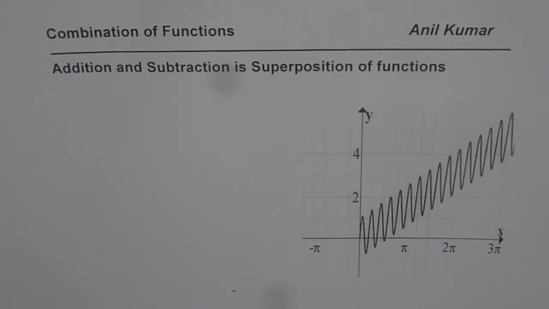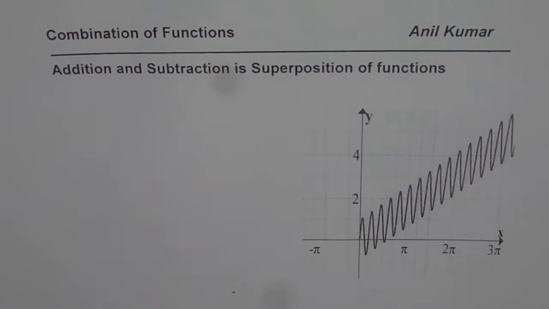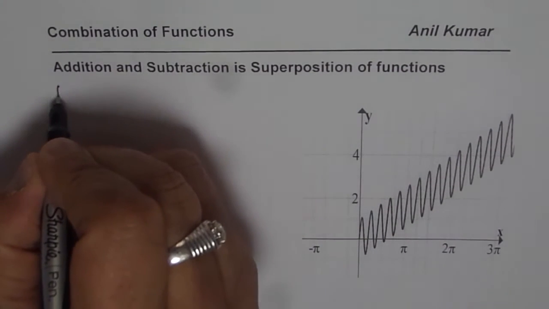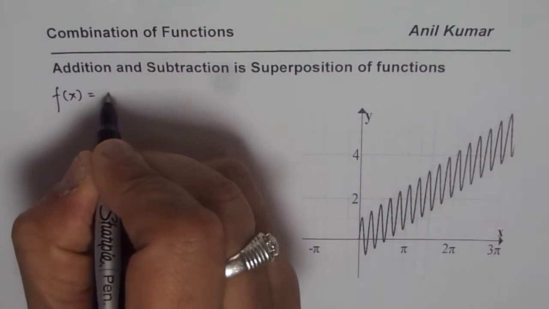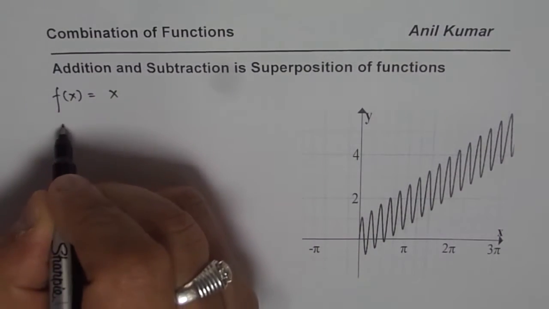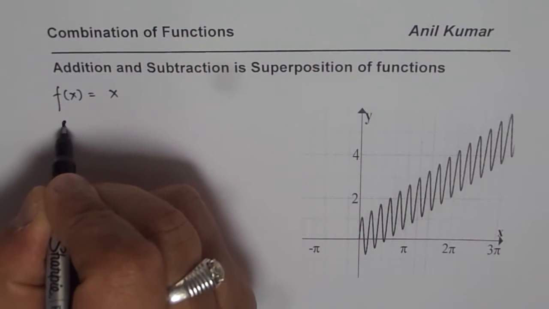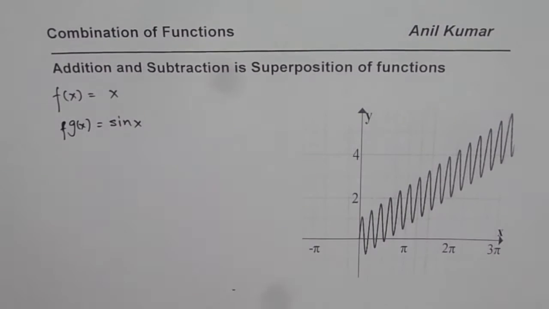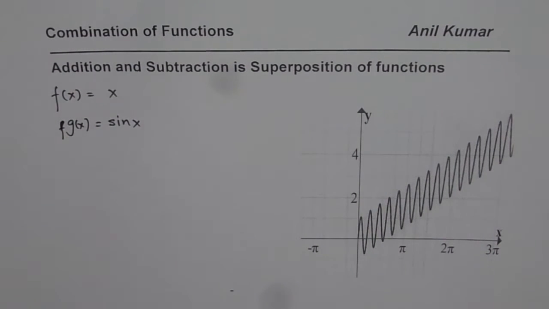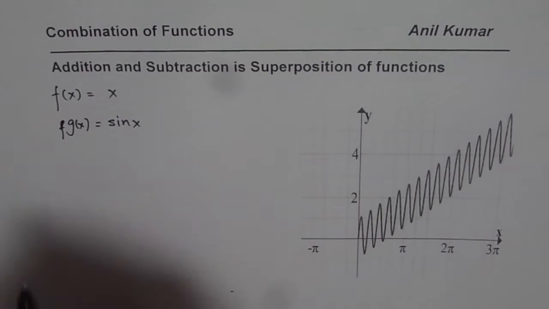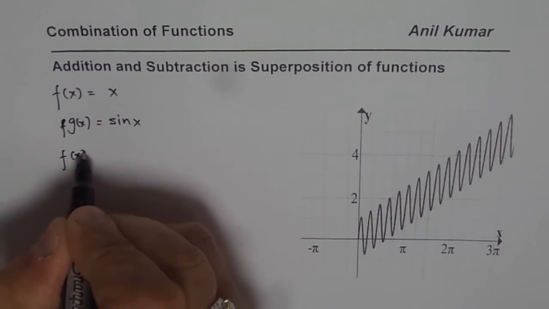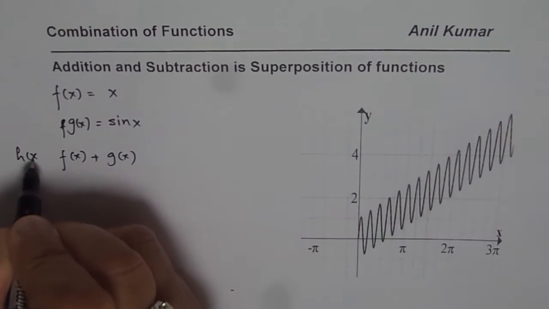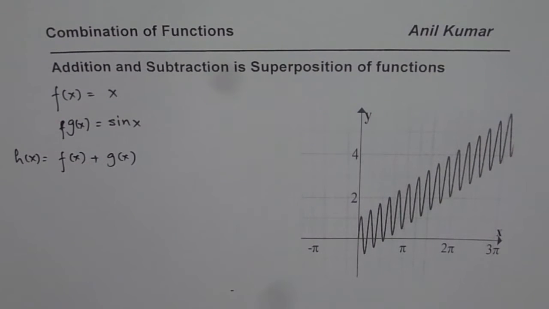I'm Anil Kumar, and in this particular video we will consider combination of functions. I have taken a specific example here. So we'll consider f of x equals x, a linear function, when combined with, let me write g of x here, second function as sine of x. Right, so we are trying to combine a linear with a sinusoidal function, and if we add them, that is to say, if we add f of x and g of x, then what happens? Let's say we get a function h of x, then what happens?